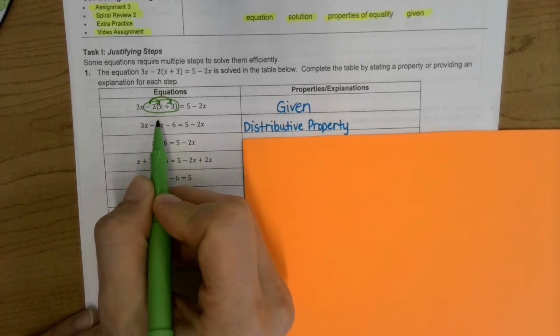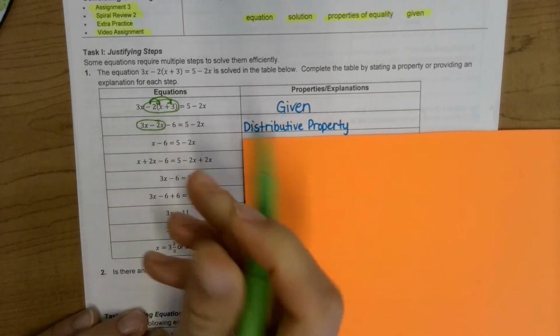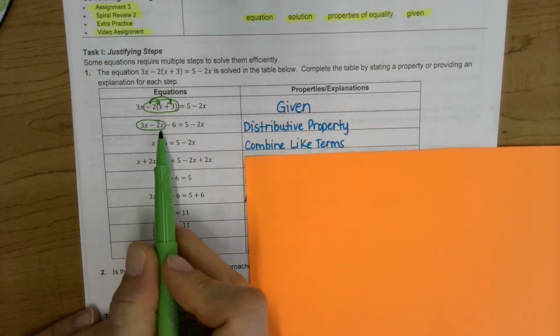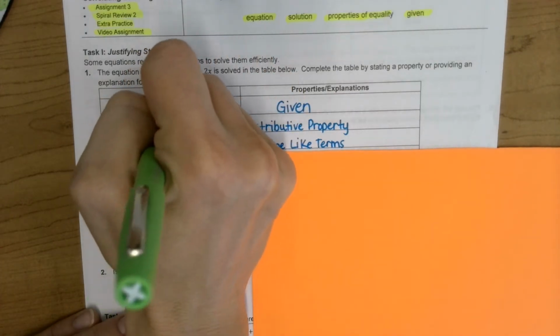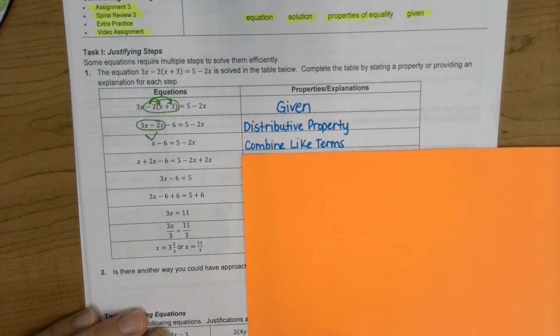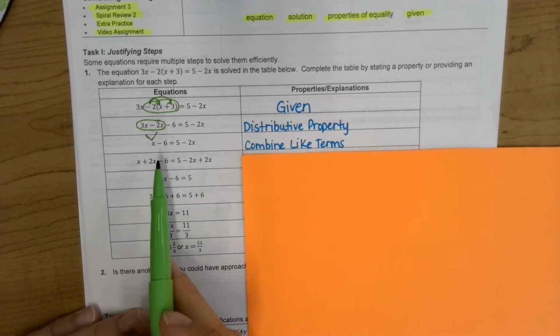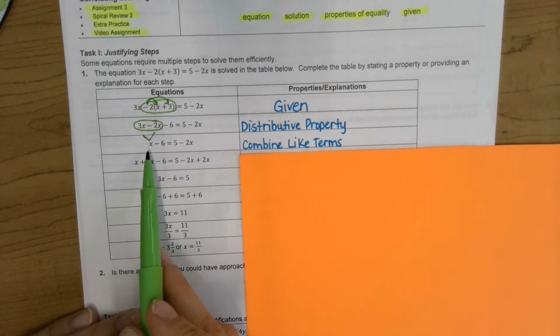All right, then I noticed they got x minus 6 equals 5 minus 2x. So I can see that they combined like terms. 3x minus 2x equals x, or 1x. But remember, we are going to just keep x by itself to represent 1x.